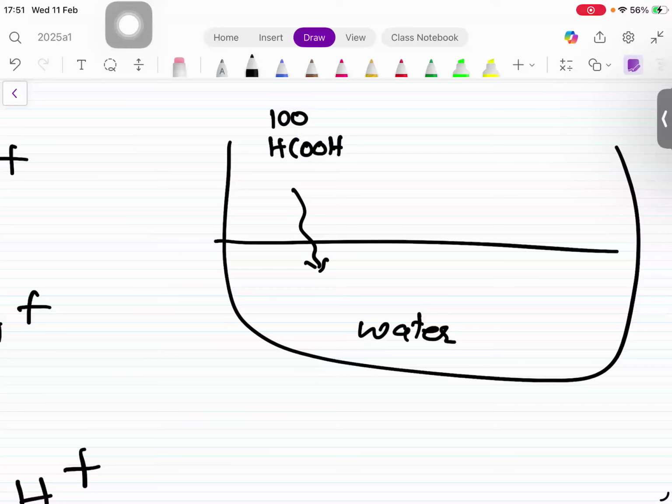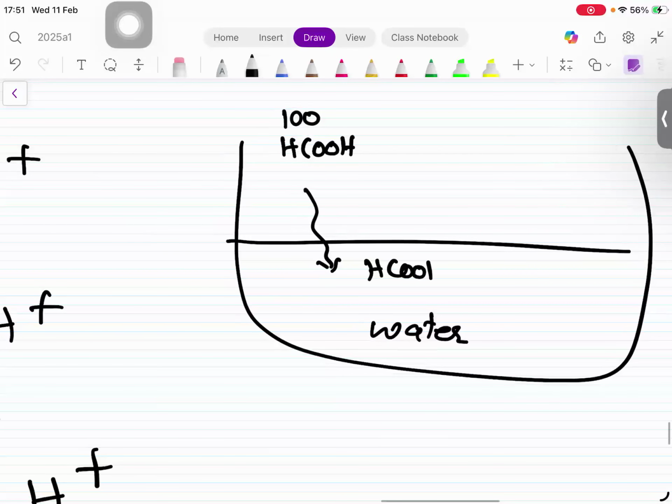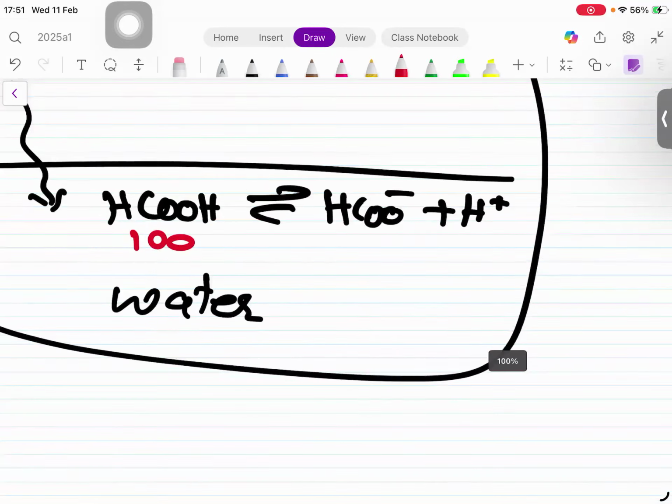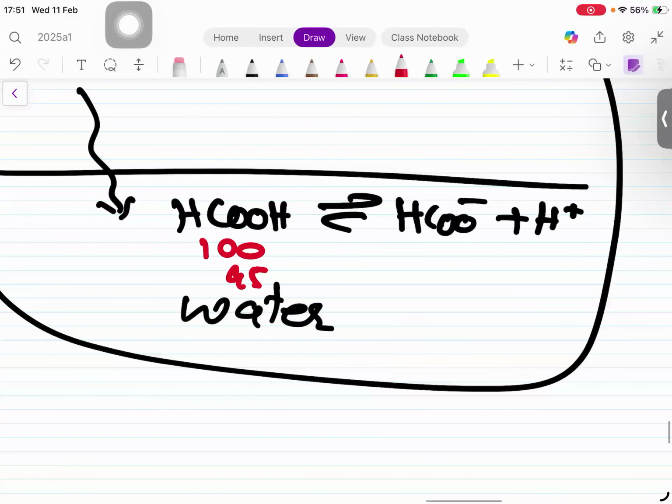So as I said, in water, it's going to ionize, and you know it's going to ionize to give HCOO negative plus H positive. How many molecules did I put in? 100. And you know how many are left after ionization? 95. Initially, there was 0 here, but after ionization, how many molecules are in the product side? Out of 100, 95 are still there, unionized.